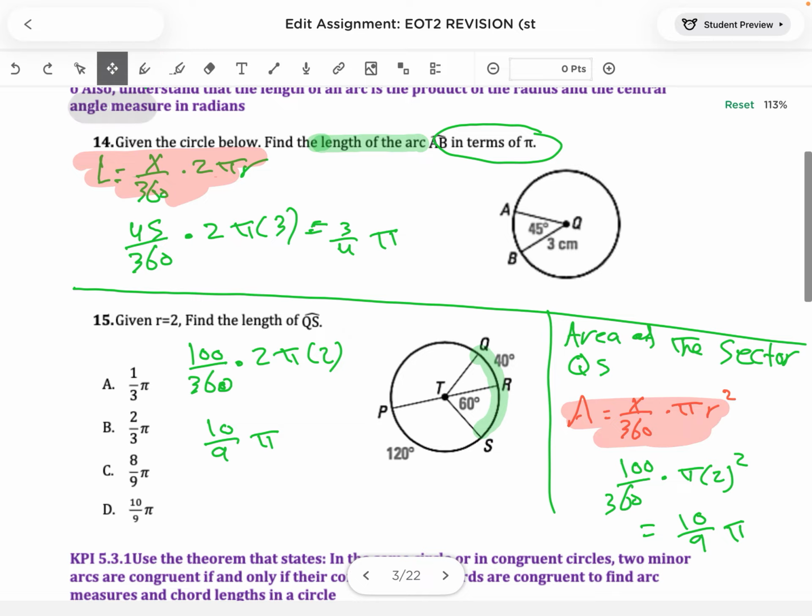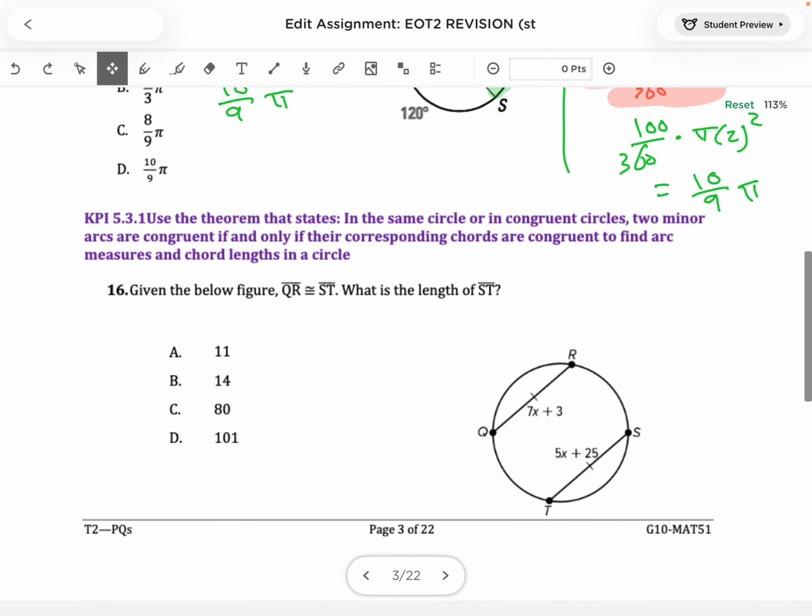Get familiar with the formula sheet, ladies. Have a look at it.